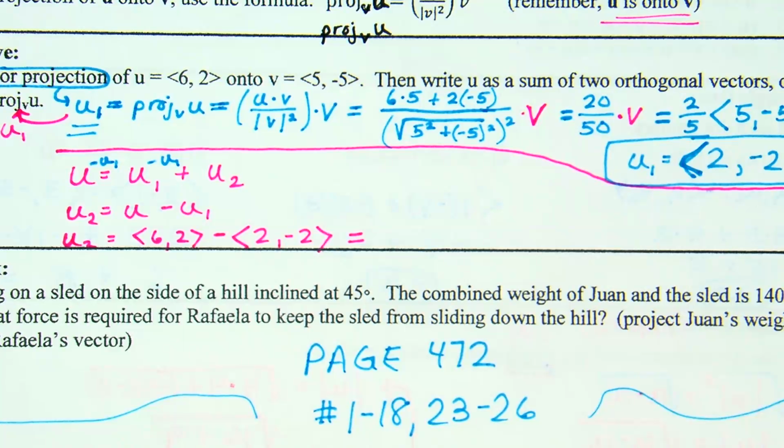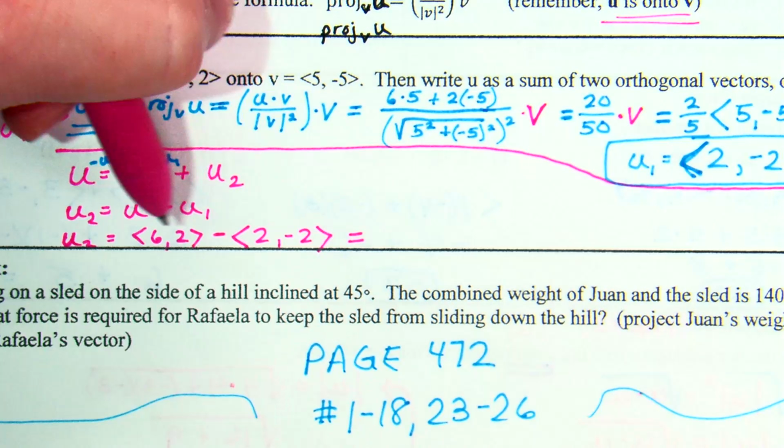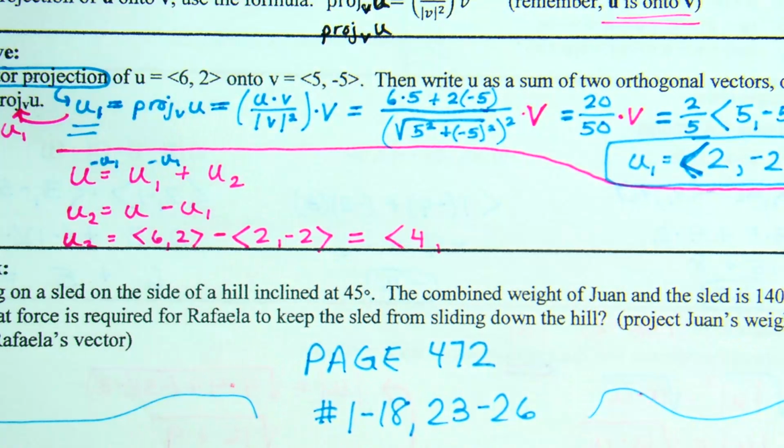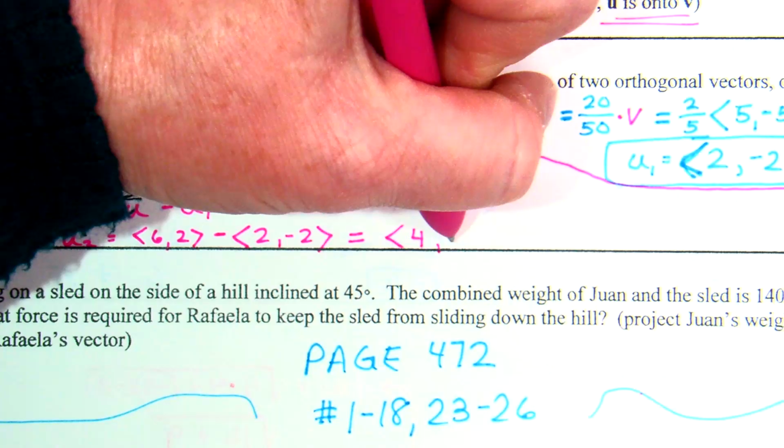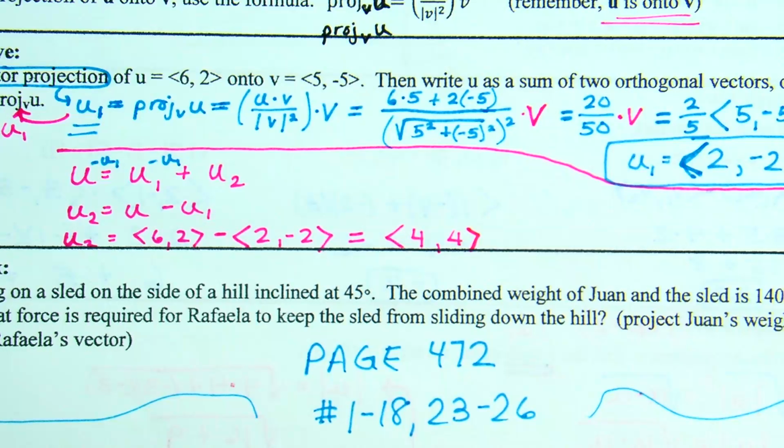It's like 6 minus 2 and 2 minus negative 2. First minus first, second minus second. It's kind of like x minus x and y minus y. Yeah, so first component minus first and second minus second. So 6 minus 2 is 4. 2 minus negative 2? Yeah, because it comes to 2 plus 2, which is 4. Okay, what is this 4, 4 I just found?